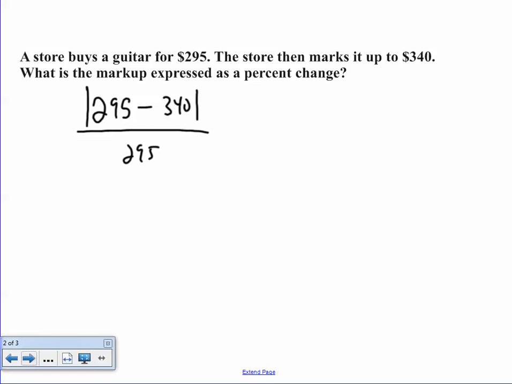295. So when you do that, you've got 295 minus 340. All right, and then you divide that by 295. And so it's a markup of, well, I got 0.15, so that's basically a markup of 15%, an increase. They increased it by a markup of 15%. Okay, let's look at one other example.